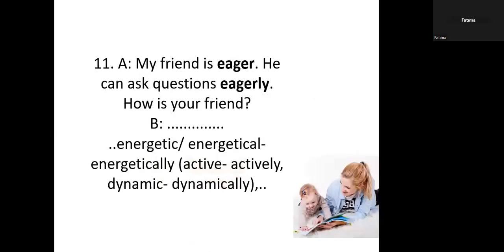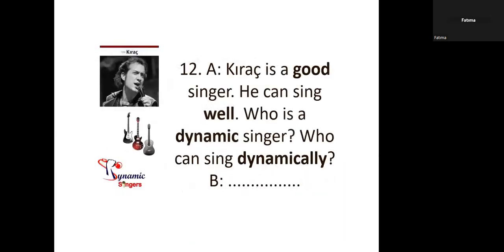Okay. Dialogue 11a. My friend is eager. Adjective. My friend is eager. He can ask questions eagerly. How is your friend? My friend is energetic. He works energetically. Both are adjectives. Yes. My friend is active. He works actively. My friend is dynamic. He even plays football dynamically. He is always dynamic.